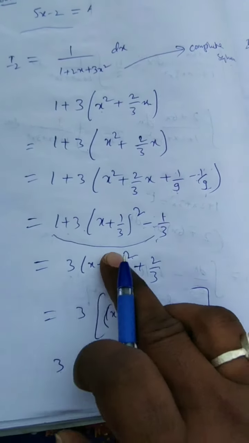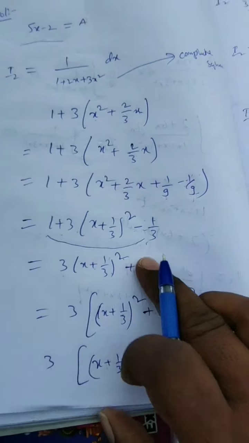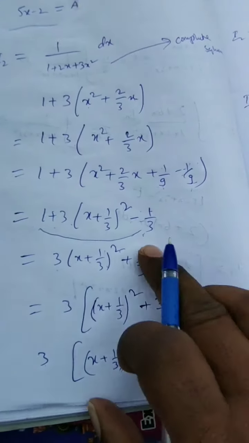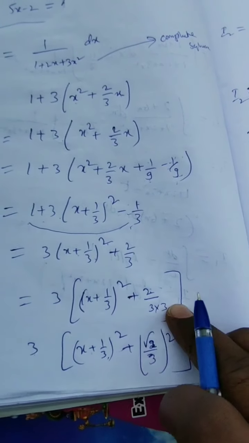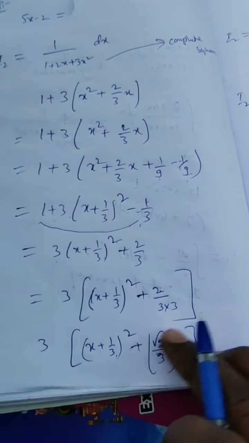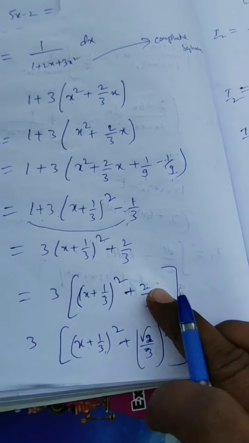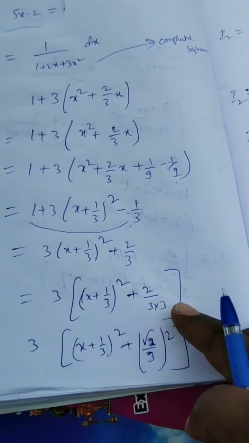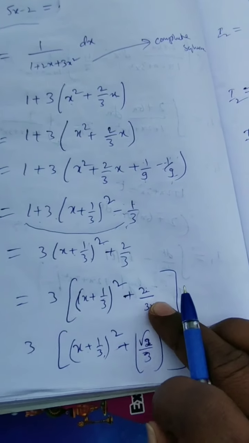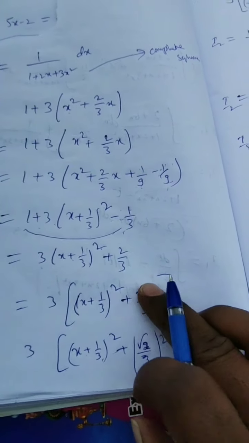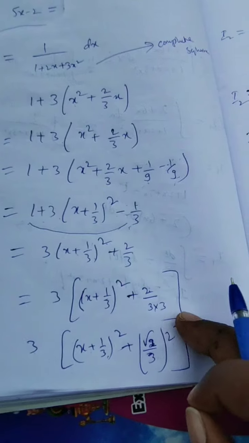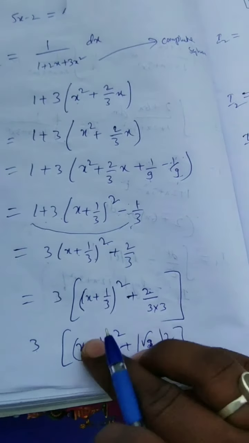I take 3 common, meaning x plus 1 by 3 whole square plus 2 by 3, if I take common 1 by 3 you have, so that 3 will be here, 3 3 is a 9. So it's 3 into this, which is totally in square now. This also has to be a square. So 2 by 9, how to make a square? 9 I know, 3 square. Root 2 I don't know, so root 2 square is fine. So this becomes a square.